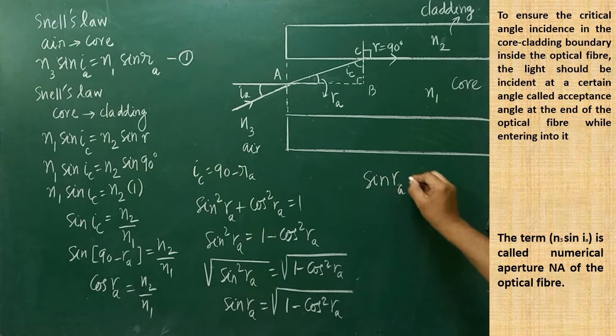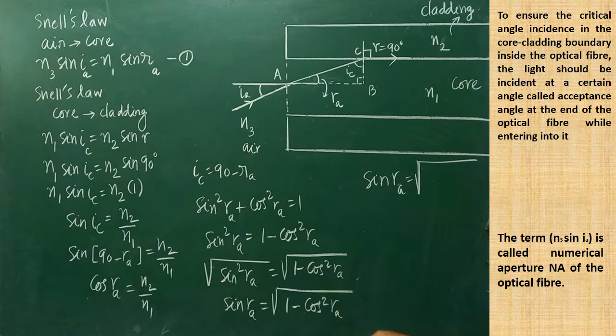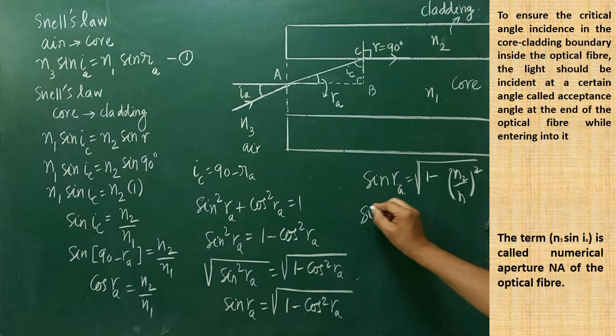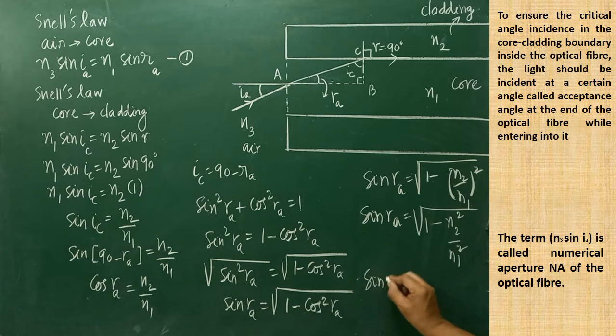Sin r is equal to the square root of, there cos r is there. Cos r is equal to n2 by n1. But here cos square r is there, so instead of cos square r, I am going to write 1 minus (n2 by n1) to the power of square. Are you clear? The next step: sin r is equal to the square root of, inside you can take the square, so this one becomes n2 square and this one is n1 square. Both are squared. So the next step, sin r is equal to the square root of, take the LCM, you will get n1 square, and if it is brought here, that one becomes n1 square minus n2 square. So in that format we can write.